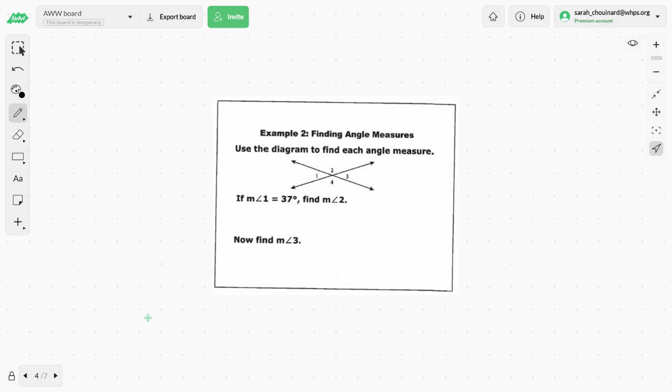So let's use this idea of supplementary making a straight line. So supplementary makes a straight line, and we know that supplementary angles are 180 degrees. So in this diagram, we know this little m stands for measure. So this is just saying the measure of angle 1 is 37. And so they want us to find angle 2.